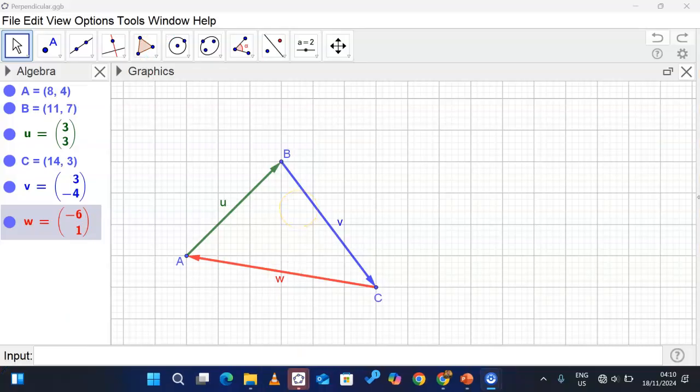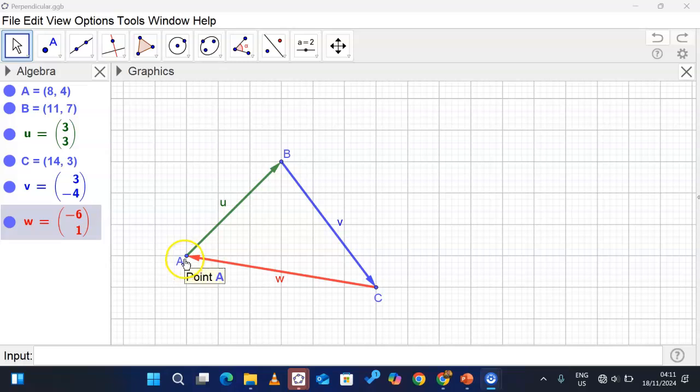Now, I want you to observe this triangle, or this series of vectors. We have vector AB, which is called U, vector BC, which is called V, and vector AC or CA, which is called W. Now, each of these vectors has been listed here. U is (3, 3), V is (3, -4), and W is (-6, 1).